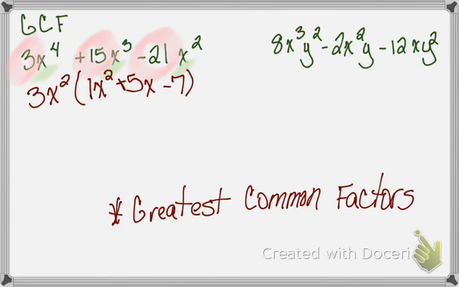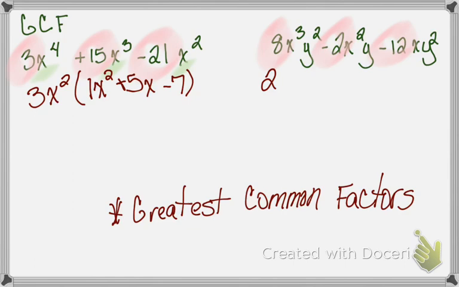We've got 8x to the 3rd y squared minus 2x squared y minus 12x y squared. Now this looks intimidating. It looks intimidating, but we are going to break it down. First thing we're going to look at, we're going to look at 8, negative 2, and negative 12. What number goes into all of those? 2. 2 does. So that's the number that we're going to write on the outside.